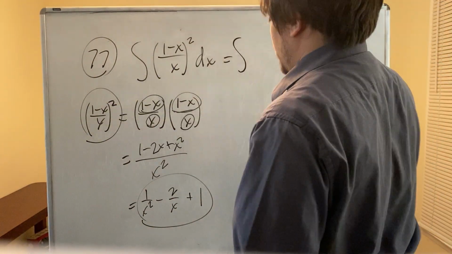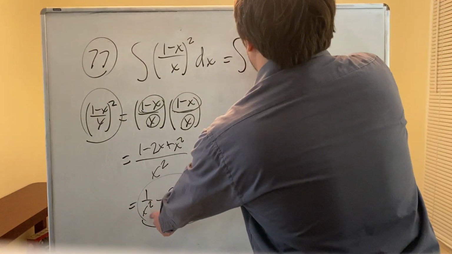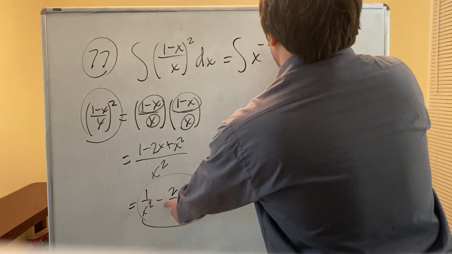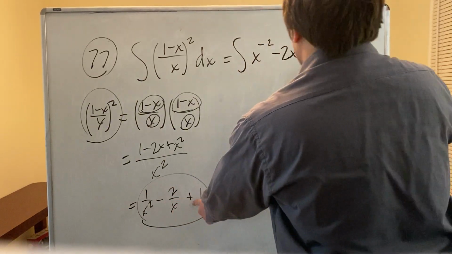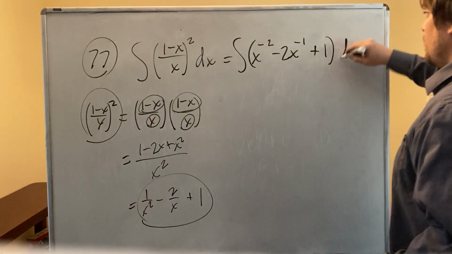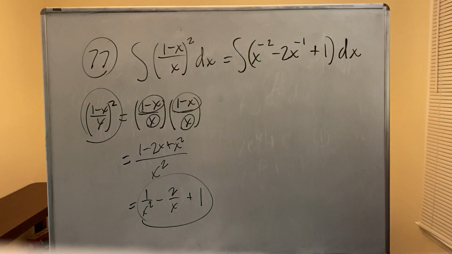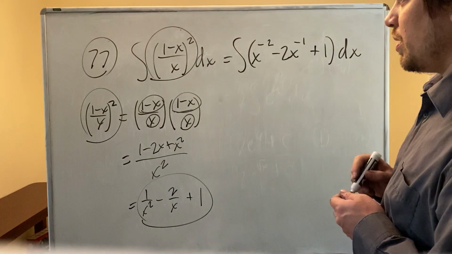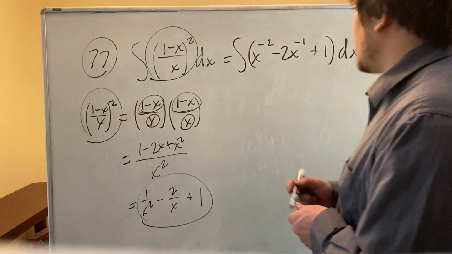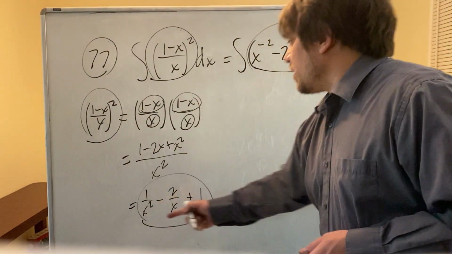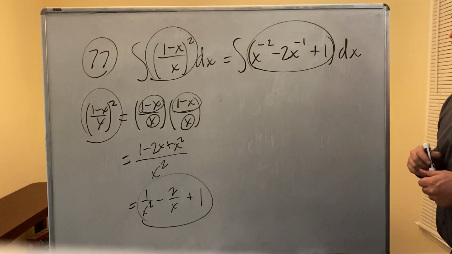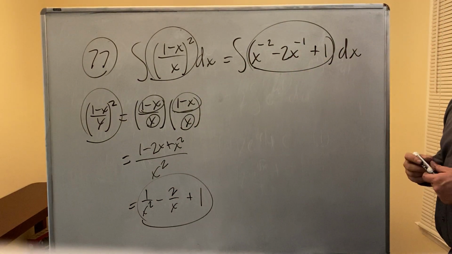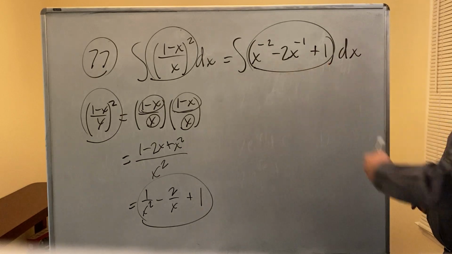So this is equal to the integral of that. I'm going to use exponential notation. So this is x to the negative 2 minus 2x to the negative 1 plus 1 dx. Okay, so I just took 1 minus x over x squared, and since it's equal to this, I plugged in, I'm writing this in exponential form, using exponents instead of using negative exponents, okay?